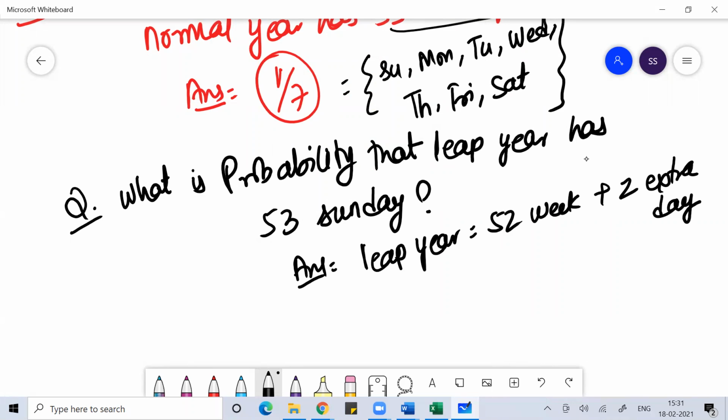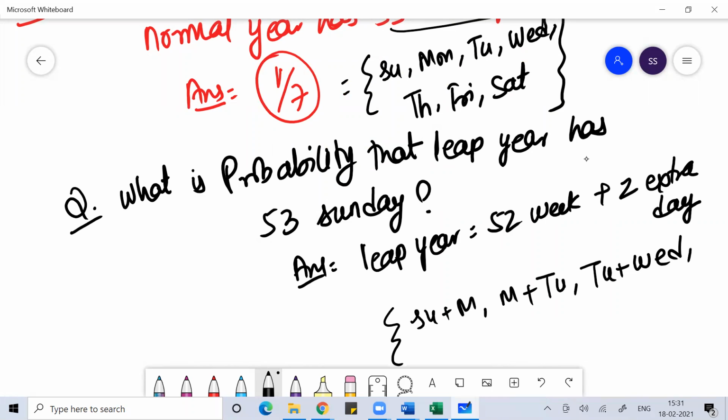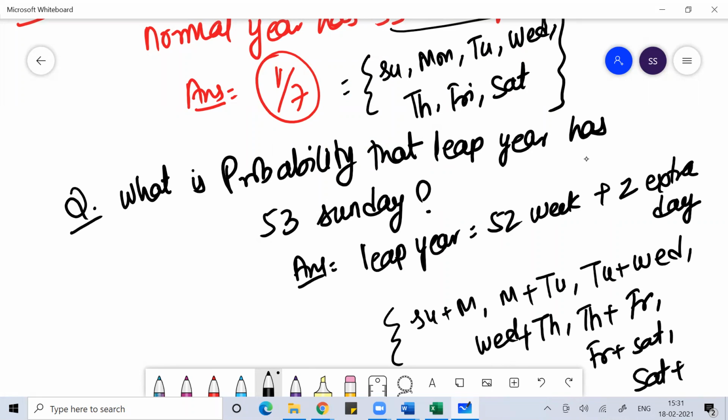These 2 extra days can be anything. They can be Sunday plus Monday, Monday plus Tuesday, Tuesday plus Wednesday, Wednesday plus Thursday, Thursday plus Friday, Friday plus Saturday, or Saturday plus Sunday. So 7 cases are possible, and the total cases are 7.